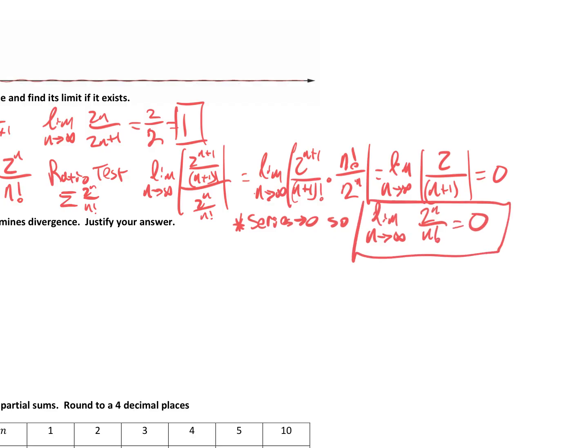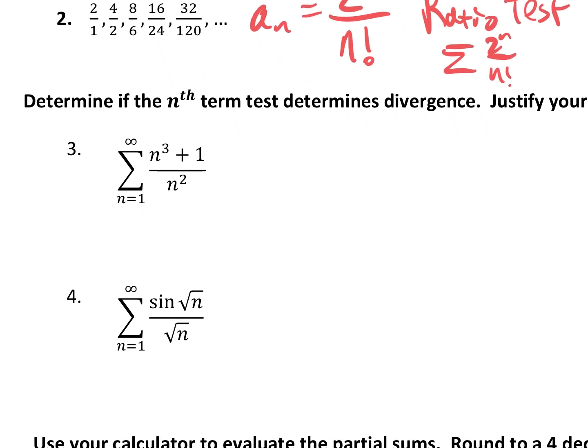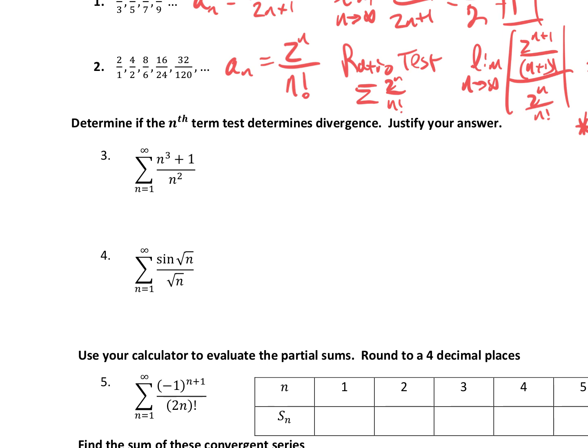Okay. Little side note, you should have kind of an inclination that this goes to 0 here, because that top is growing, but the bottom is growing a lot faster. You can tell there. All right, so let's go to series here. Our nth term test proves some divergence here.